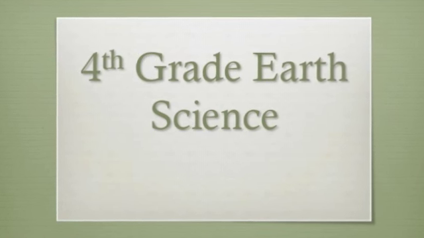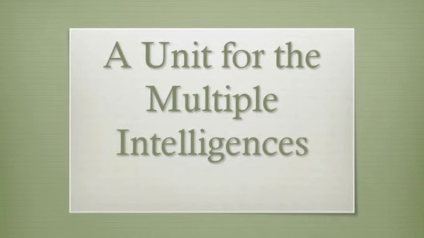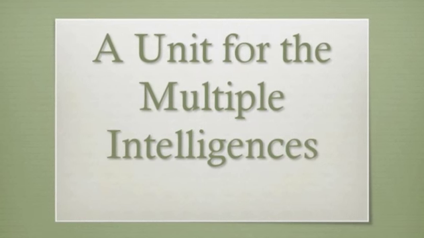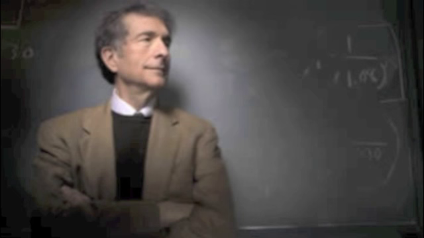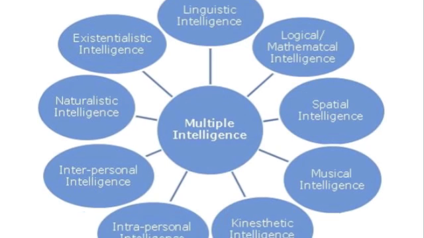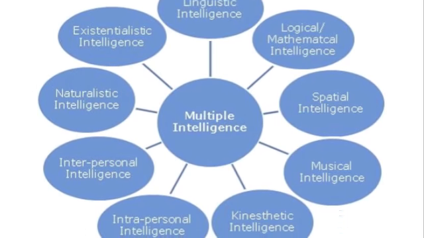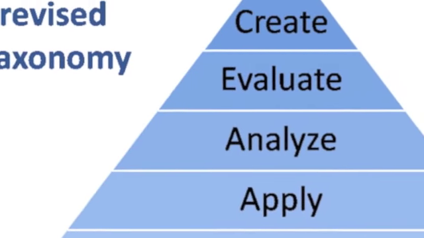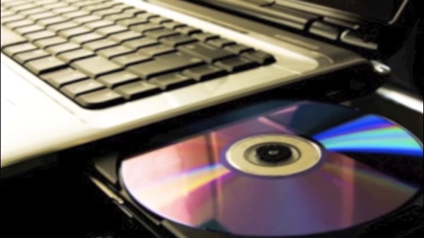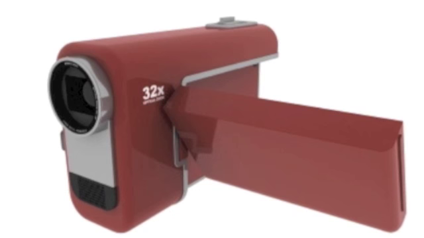4th grade Earth Science, a unit for the multiple intelligences. My goal in creating this unit is to create a unit in which all children will reach their academic objectives. I plan to do this by following Howard Gardner's theory of multiple intelligences, coupled with Bloom's taxonomy, or classification of learning objectives. And along the way I will incorporate various technologies that will appeal to specific intelligences.